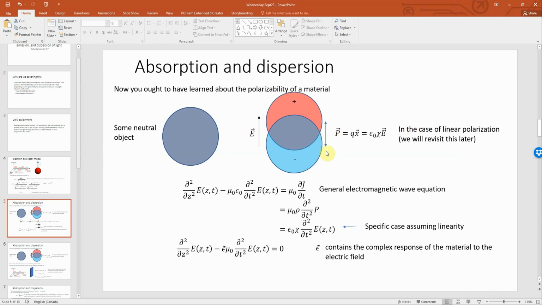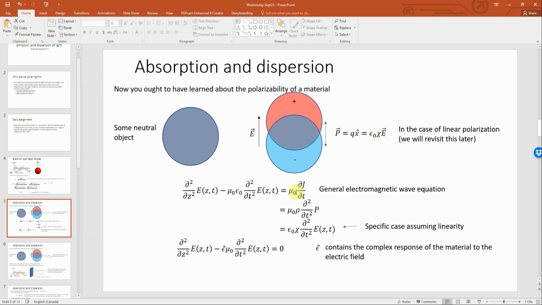Now, if you have a linear response to this electric field, that means that this polarizability of this material is proportional to the electric field, and we can give that constant of proportionality just some number, and we'll call that chi. And we also stick in here the epsilon naught, the permittivity of free space.